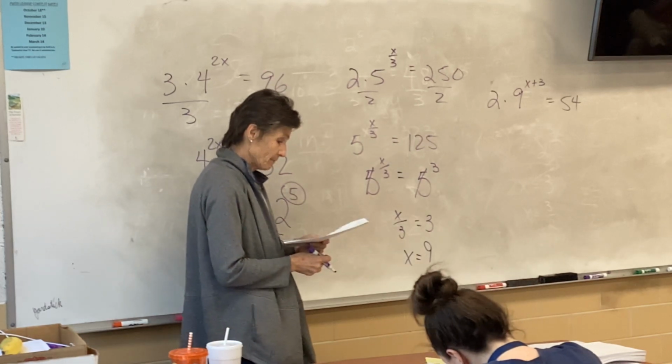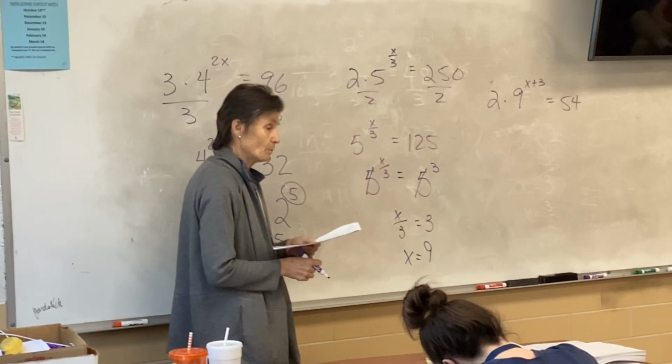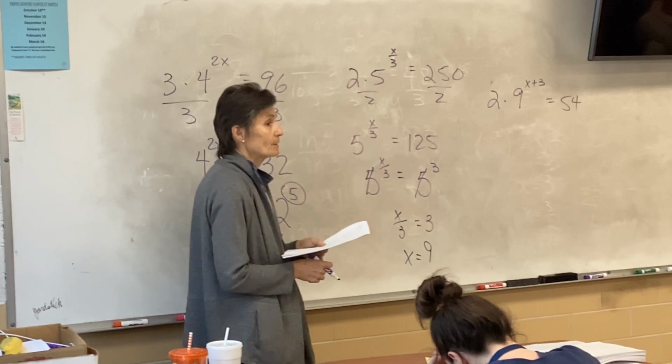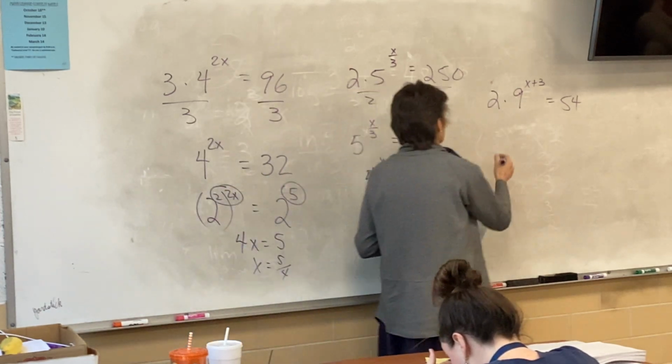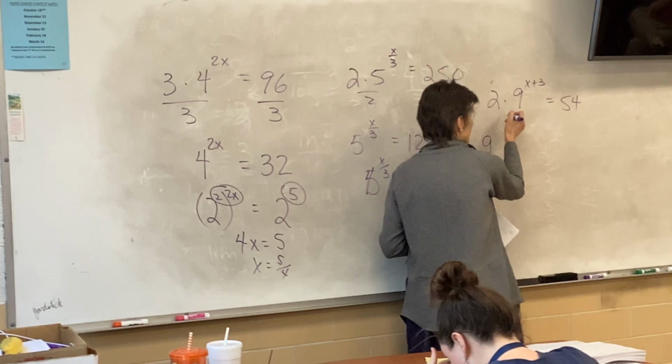Okay, this is F. What do you want to do first? Divide by 2. So always get rid of this extra number.